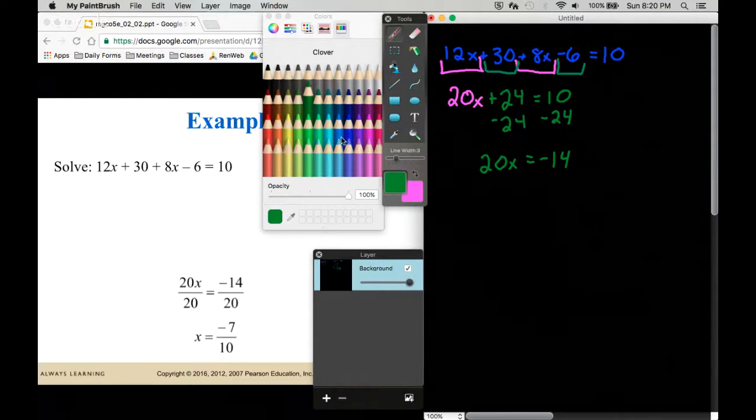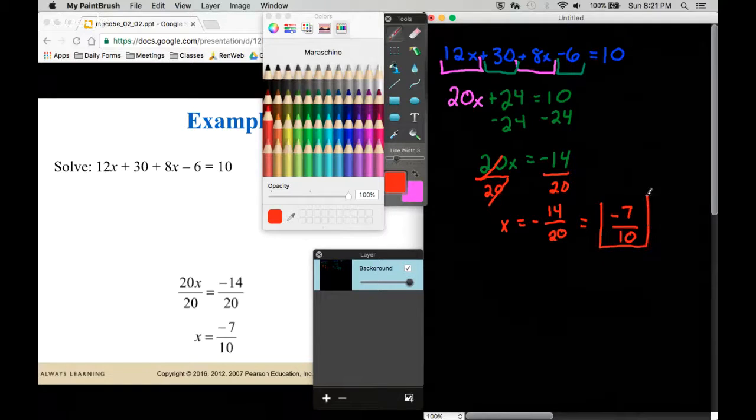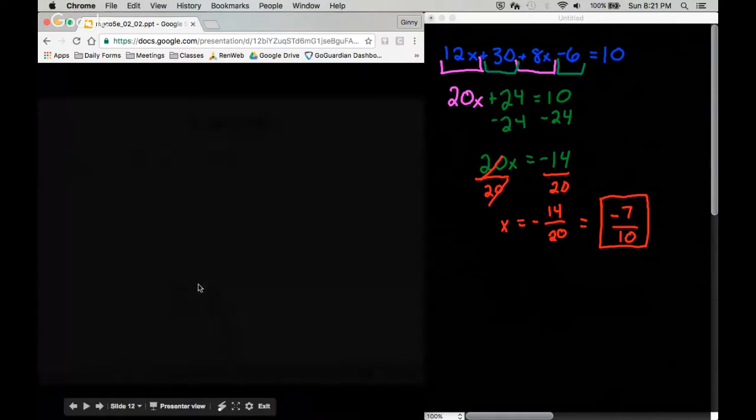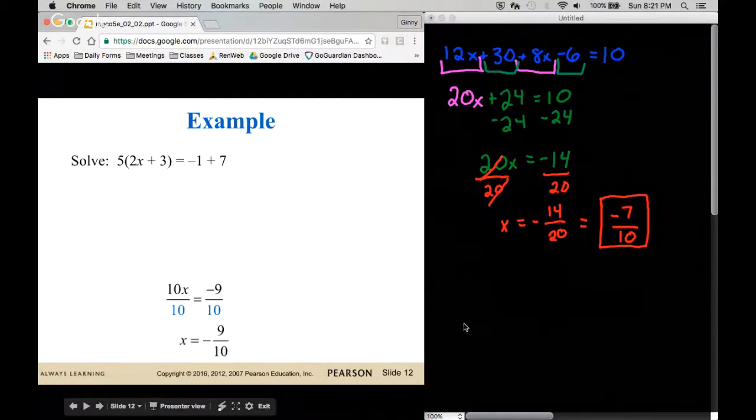Then you're going to want to divide both sides by 20 to get x by itself. 20's cancel. x equals negative 14 over 20. Now the solution is not completely correct right now because you can actually simplify this. 2 goes into both of these. So you would get negative 7 over 10, and that will be your simplified and most reduced solution. Okay.